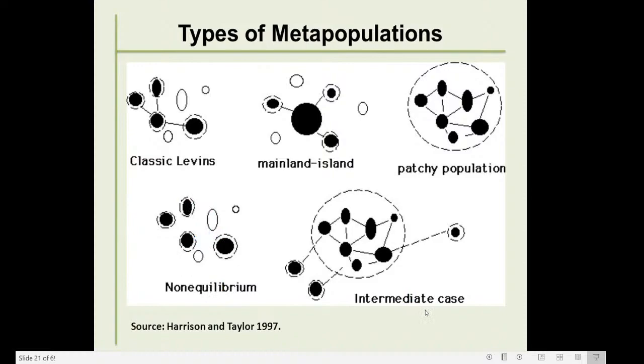And the intermediate case. In the intermediate case, in one patch there is a patchy population. That patchy population makes a small group, a small island population. So that is the intermediate case. It's a correlation between the mainland-island and the patchy population. It's close, it's intermediate. This is the intermediate for both.